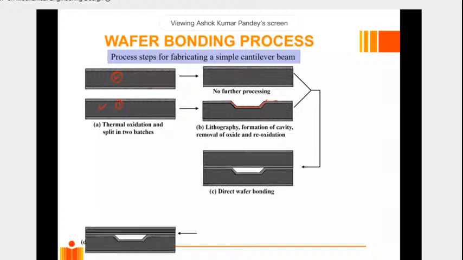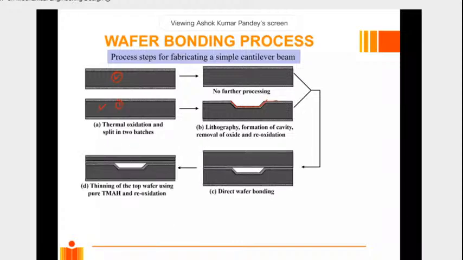After you do this bonding, then you start thinning the top surfaces using etching, of course. So this will keep on becoming thin and thin. Now you have to keep on etching it till you get the required thickness. Okay, this is called your required thickness.